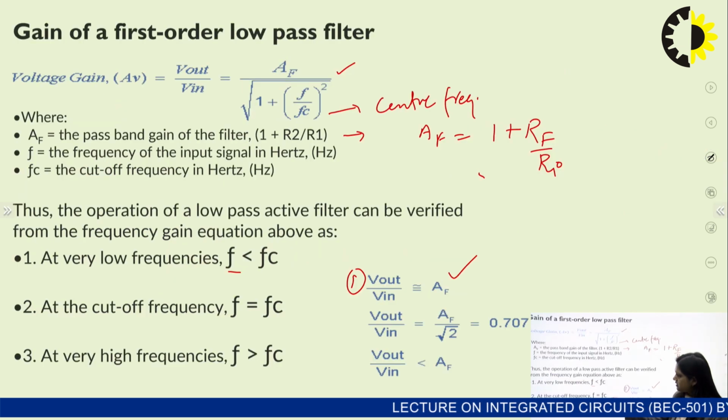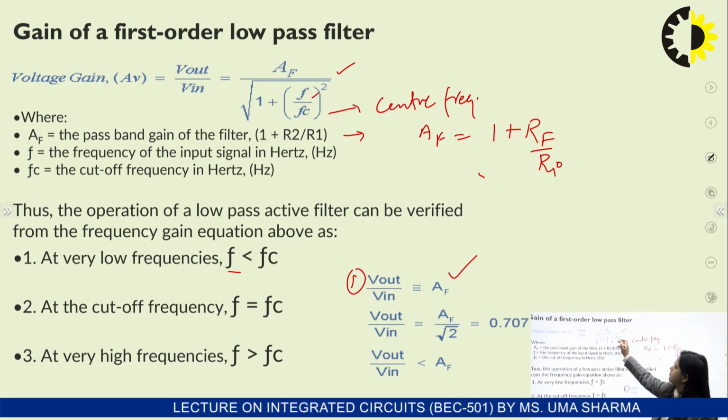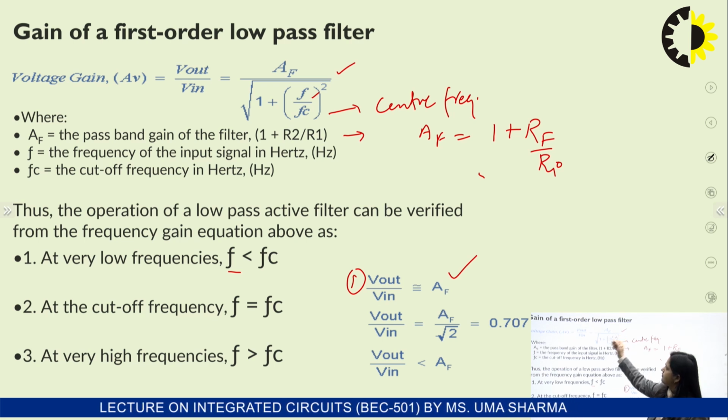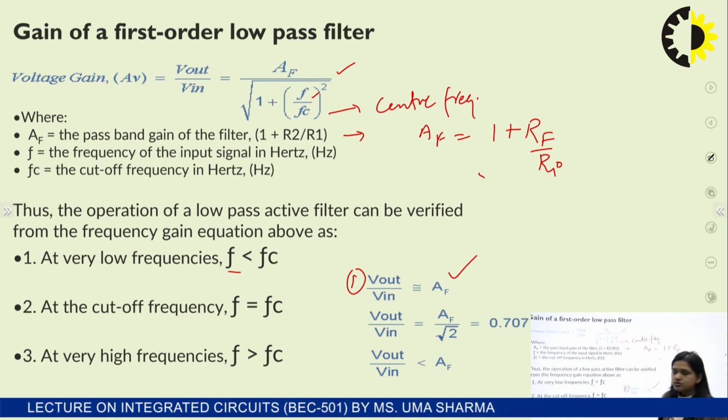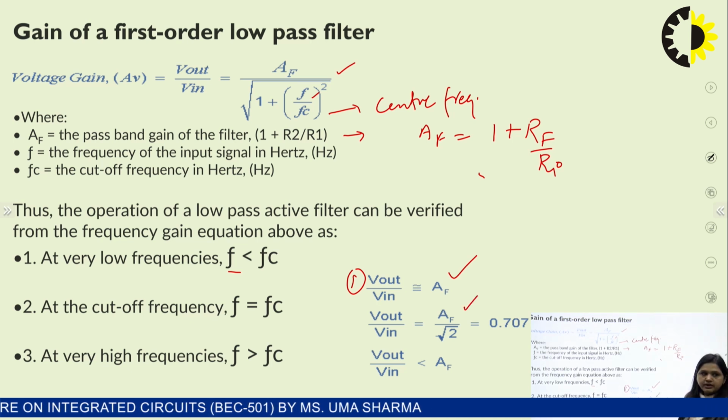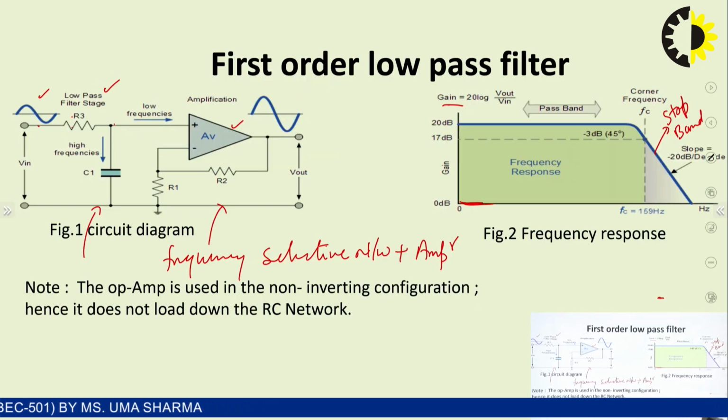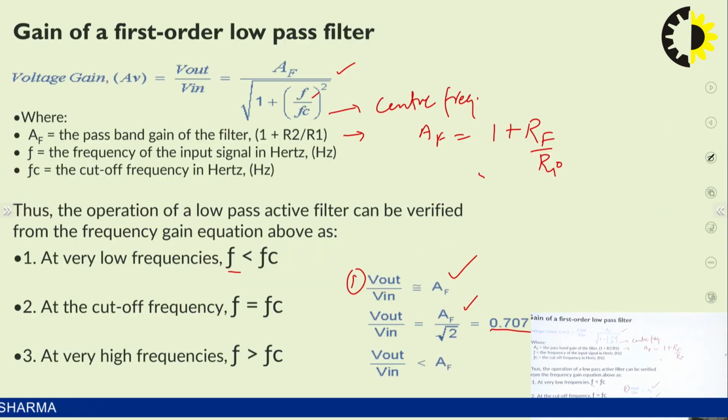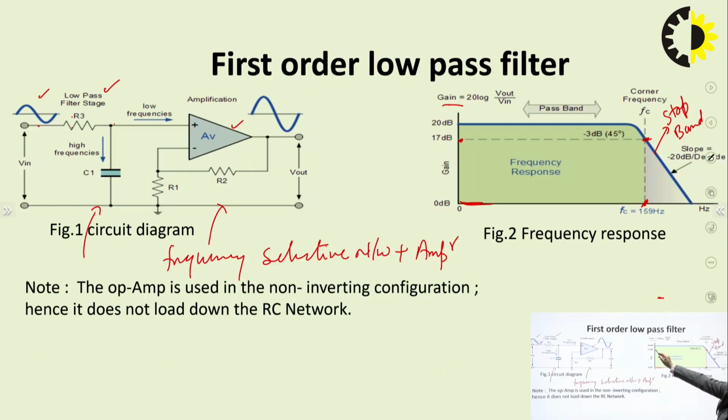Now let's see the second case, when F equals FC. Put F equals FC over here. So this will become 1, and 1 square is 1. So you can write AF upon square root of 1 plus 1. So Vout upon Vin will become AF upon root 2, and that can be given as 0.707 of AF. From this graph you can see that this is the point when F equals FC, the gain is 0.707 of AF.